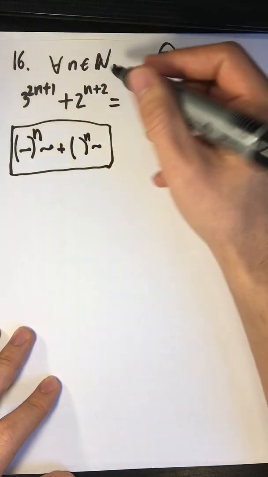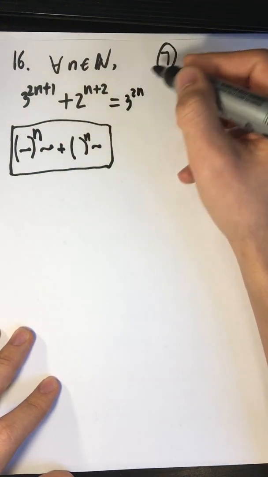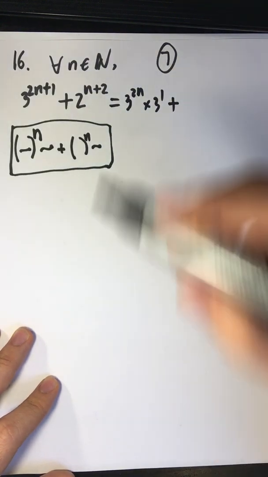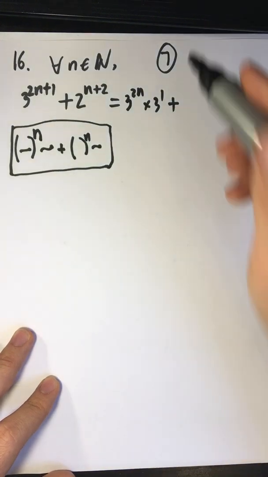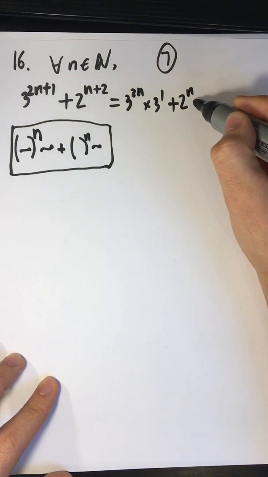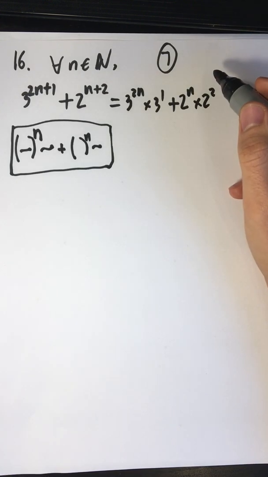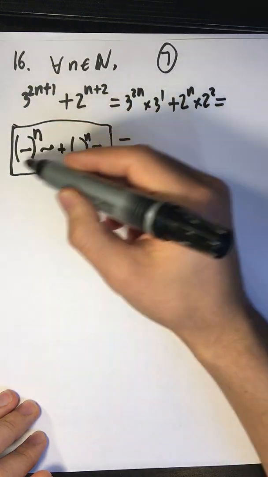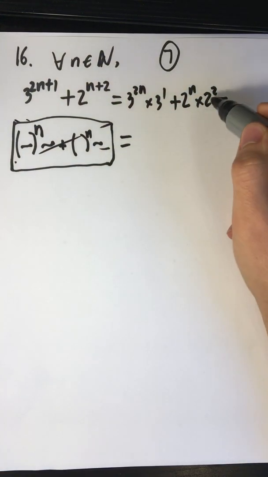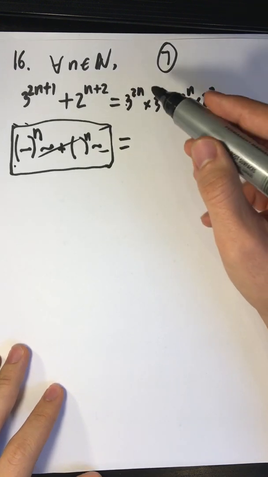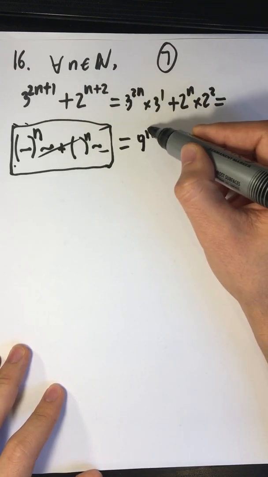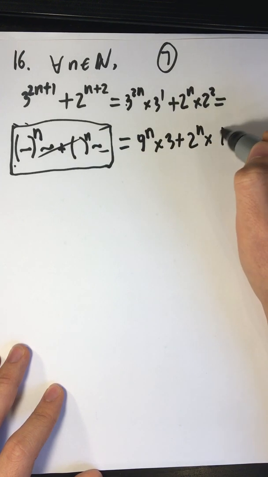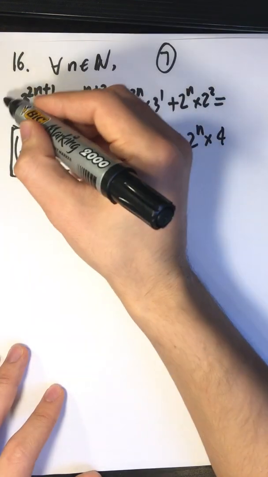You want to change the expression. Right now in this case, you can write this as 3 to the n multiplied by 3 to the 1, plus 2 to the n times 2 squared. The marker is too big, it's uncomfortable to write, but this is all I got. Okay, and now I can continue. You don't have to write this on the final, it's just an explanation for you. And then here 3 squared is equal to 9 to the n times 3 plus 2 to the n times 4. And now I stop here. So this was the first step.